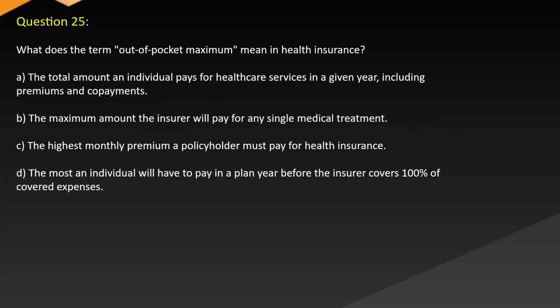Question 25. What does the term out-of-pocket maximum mean in health insurance? A. The total amount an individual pays for healthcare services in a given year, including premiums and copayments. B. The maximum amount the insurer will pay for any single medical treatment. C. The highest monthly premium a policyholder must pay for health insurance. D. The most an individual will have to pay in a plan year before the insurer covers 100% of covered expenses.